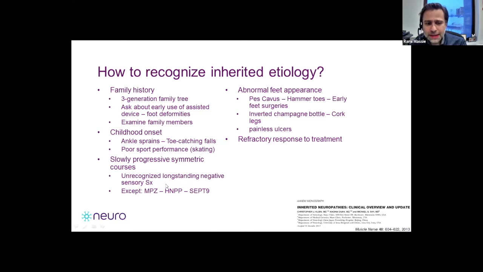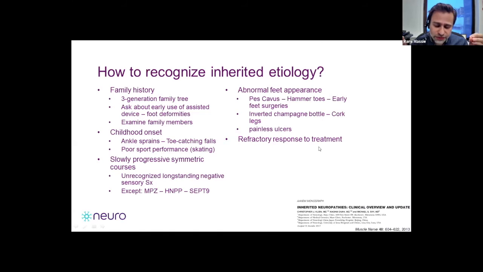Obviously, there are some exceptions to what I'm saying. I don't think we have to go into details, but HNPP is an exception of symmetric course. SEPT9 mutation will give you recurrent brachial plexitis, but this is not inherited. And I had a very interesting case of myelin protein 0 mutation, which was responsible for CMT1B, that presented acutely at an older age. That has also been described with MPZ, but is certainly a little bit atypical for an inherited neuropathy.